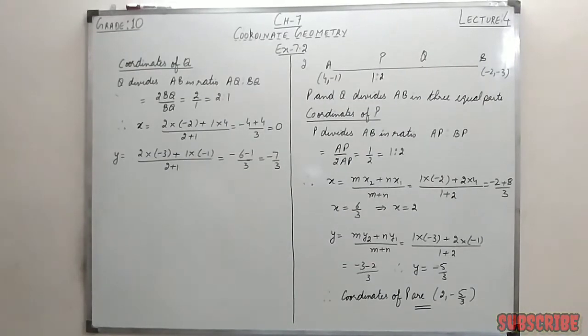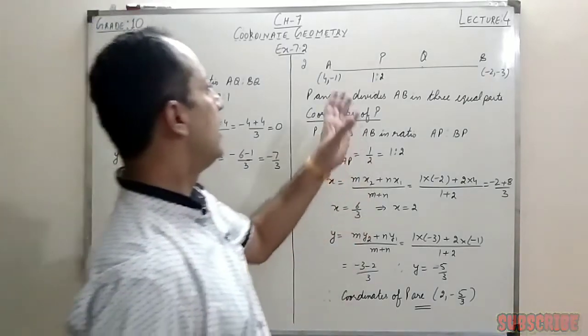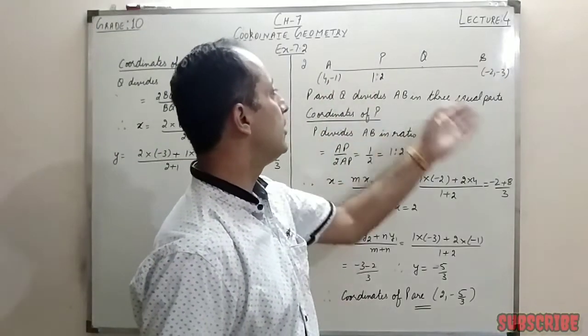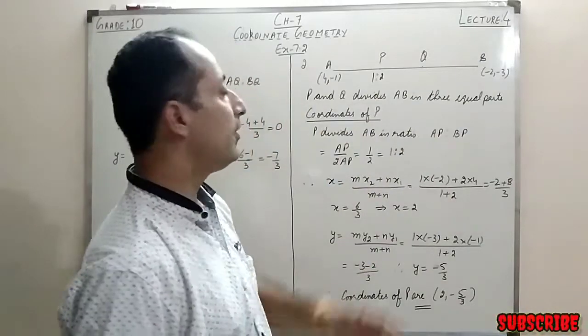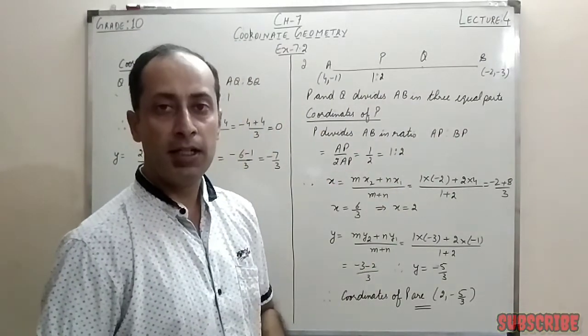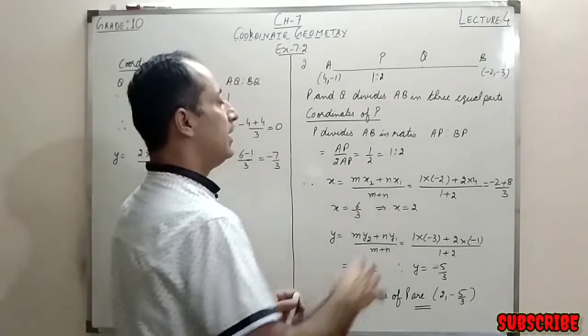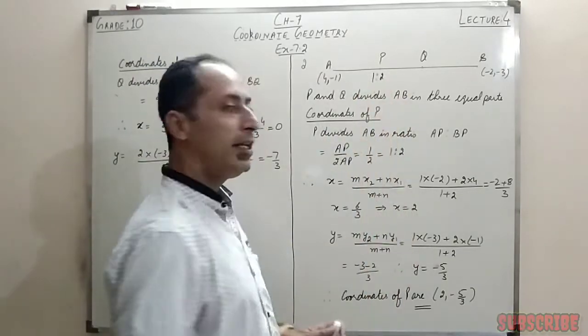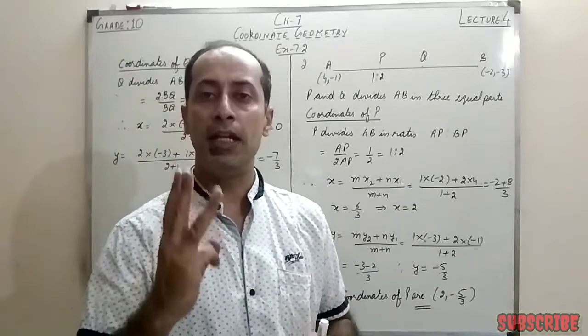Now in question number 2, it's given, find the coordinates of the points of trisection of the line segment joining (4, -1) and (-2, -3). Now what does trisection mean? Basically, if we take the points A and B and join the line AB, the coordinates of A are (4, -1) and the coordinates of B are (-2, -3). Trisection basically means that there are 2 points which divide the line joining AB into 3 equal parts.